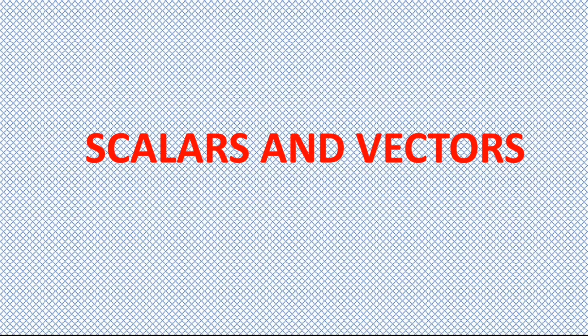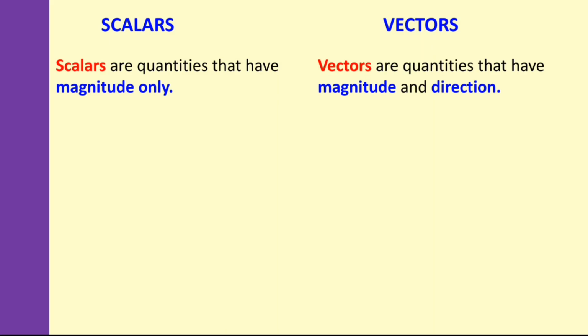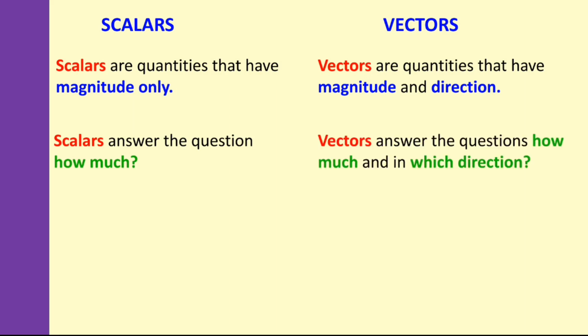Let's discuss scalars and vectors. Scalars are quantities that have magnitude only, whereas vectors are quantities that have magnitude and direction. When we're dealing with scalars, we're basically answering the question, how much of the quantity do you have? How much? When you're dealing with vectors, we are answering two questions, how much and in which direction.